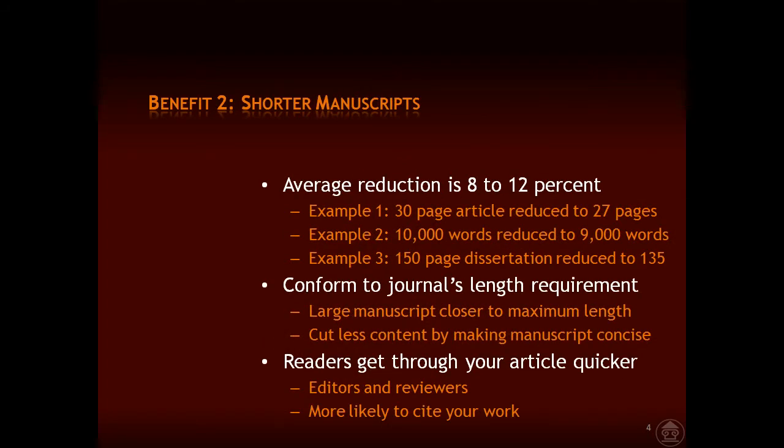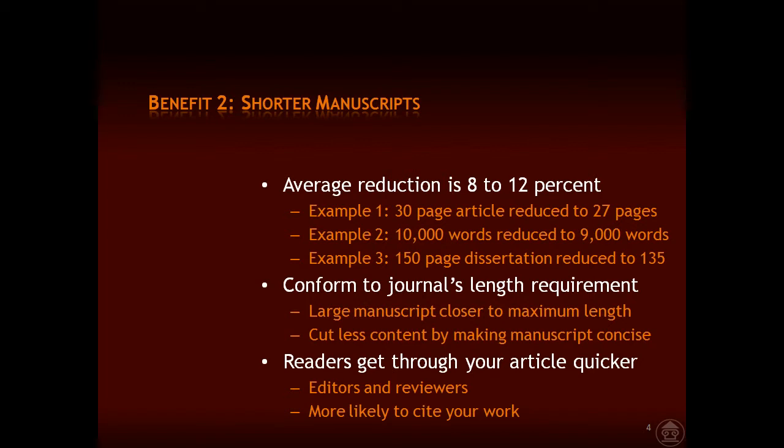Benefit two is big when it comes to academic manuscripts because it's about creating shorter manuscripts. After copy editing, a manuscript is about 8 to 12% shorter than it was before the editing, and that means that a 30-page article becomes 27 pages. A 10,000-word manuscript becomes 9,000 words, and a 150-page dissertation is reduced to 135 pages. That's important because of two reasons.